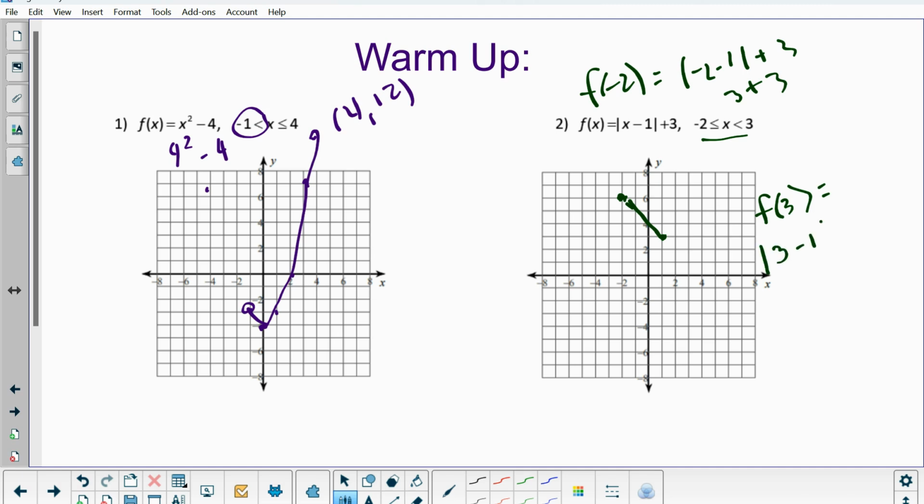the absolute value of 3 minus 1, plus 3. So 2 plus 3 is 5. So over at 3, we're going to be up at 5. But it's an open circle because of the just less than sign. Trying to get that to work well. My stylus isn't working very well. And this should be completely connected.